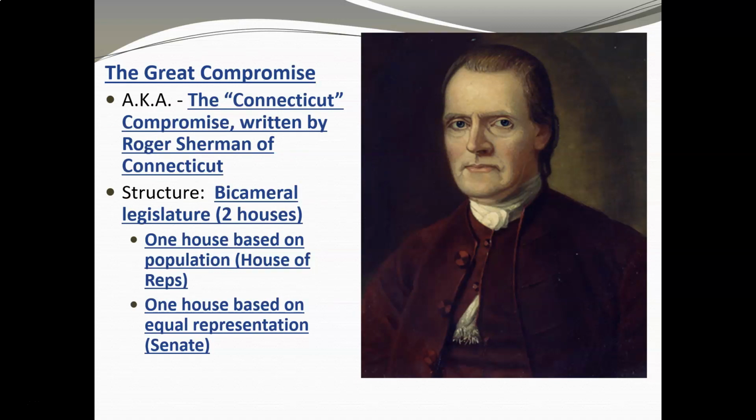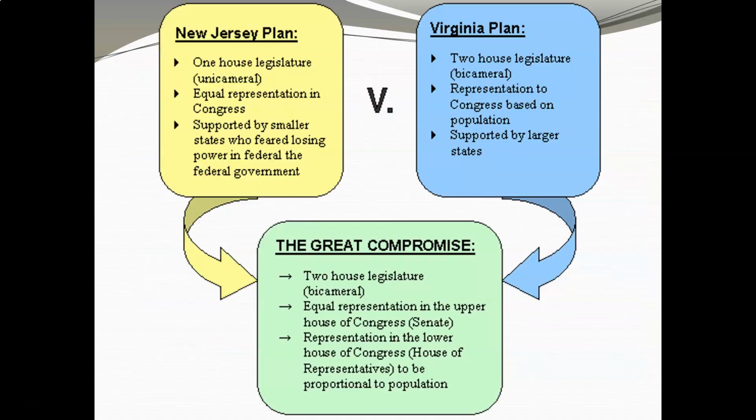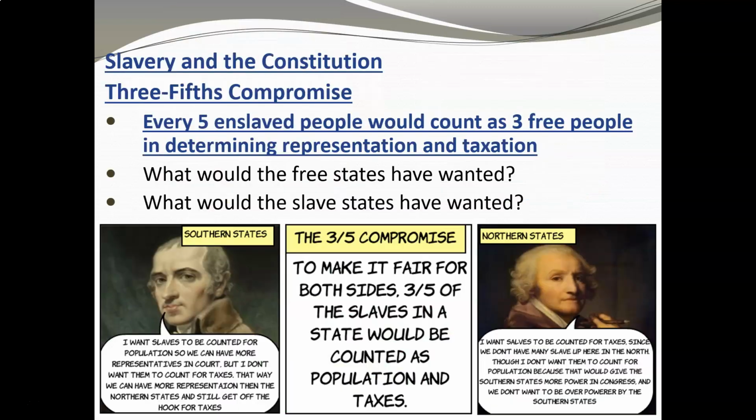Now, the Great Compromise, as it comes to be known, was the Connecticut Compromise, and it was written by a man from Connecticut, Roger Sherman. It was a bicameral system, so a Senate and a House of Representatives, like what we have, but one would be based on population and one on equal representation, to where you had a true, fair structure to the government. All right, now I'm not going to go through all of this, but this gives you a quick overview of each plan and what came together in the Great Compromise.